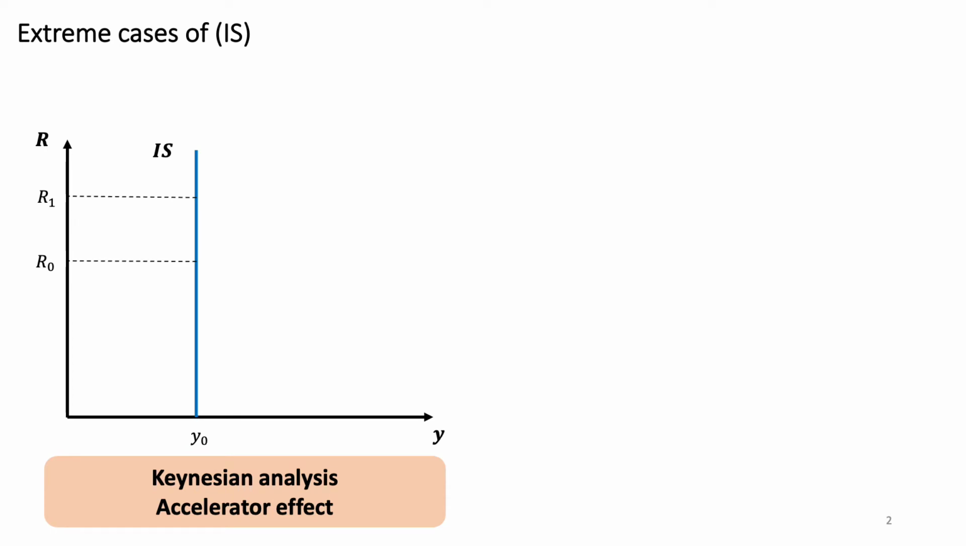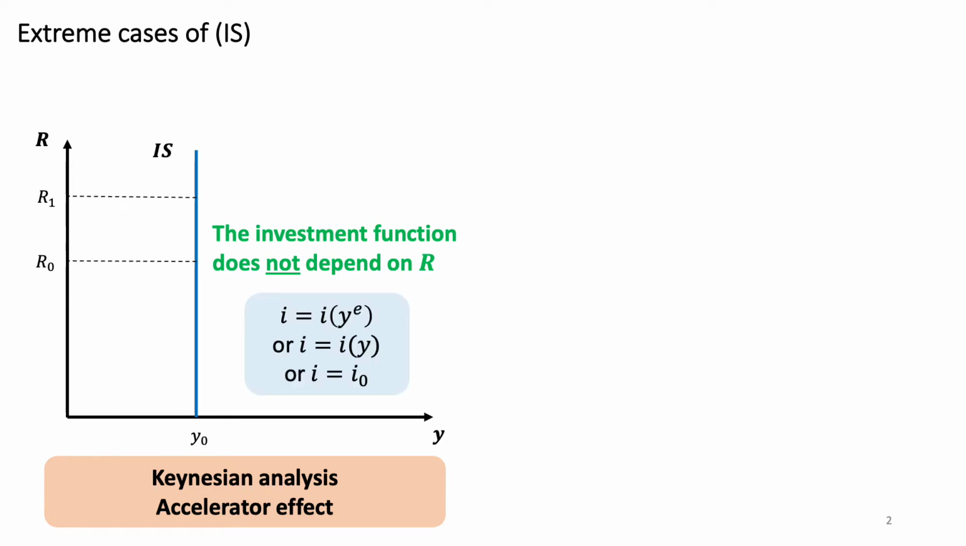We are in the case of what we call the accelerator effect, which is a Keynesian situation where investment does not depend on the interest rate, but rather on the expectations or the optimism of entrepreneurs regarding the future. This can, for instance, be the case when the investment function depends on the expected demand YE, or when investment depends on the present demand Y. We can also have IS vertical if the investment only has one component, the autonomous component I0.